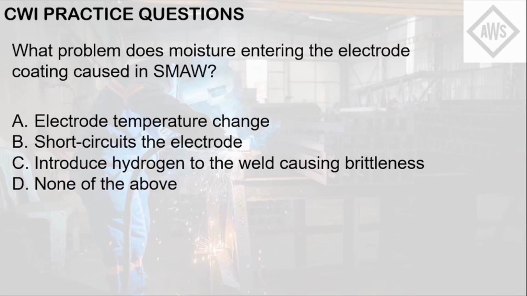So when moisture enters the electrode coating, what does it cause during the stick welding process? Does it change the electrode temperature? Does it short circuit the electrode? Short circuiting mainly pertains to GMAW processes. So letter C is the correct answer, because when moisture enters the electrode, basically it's H2O, and when it breaks down, hydrogen can cause brittleness to that electrode coating or that molten weld pool in the welding process.